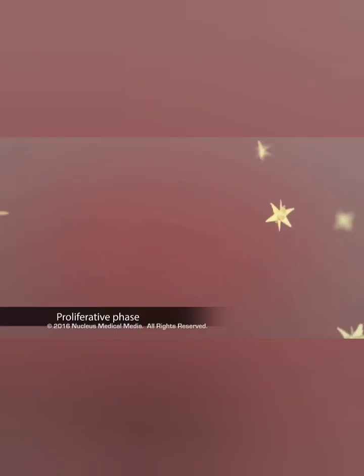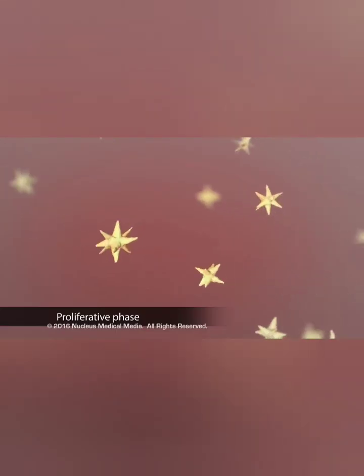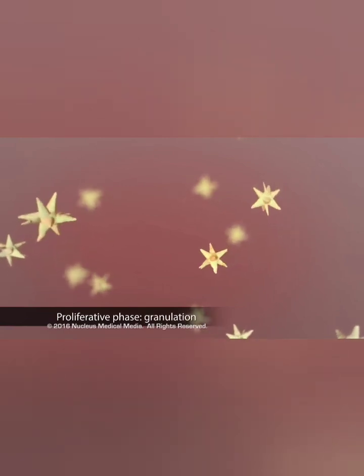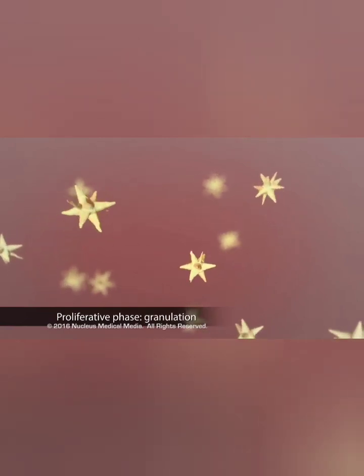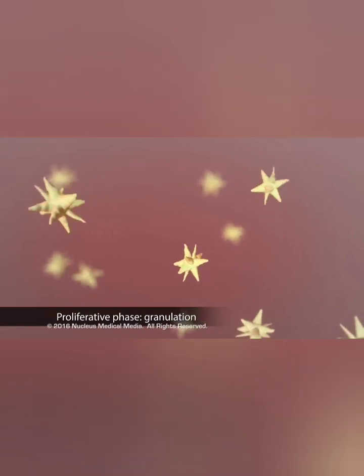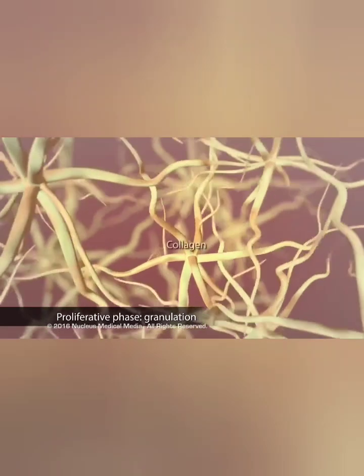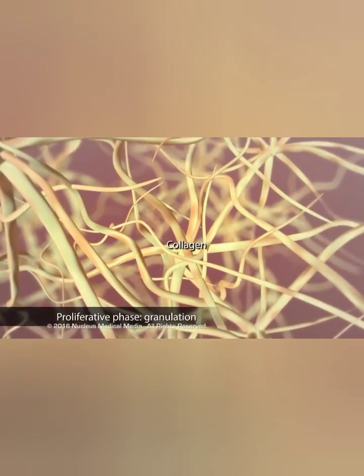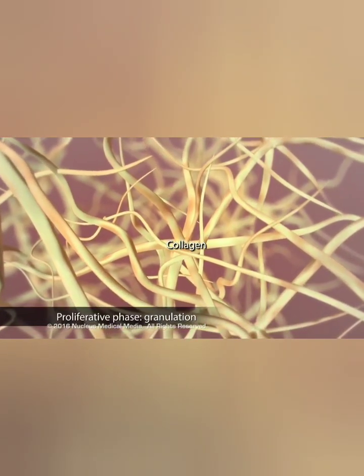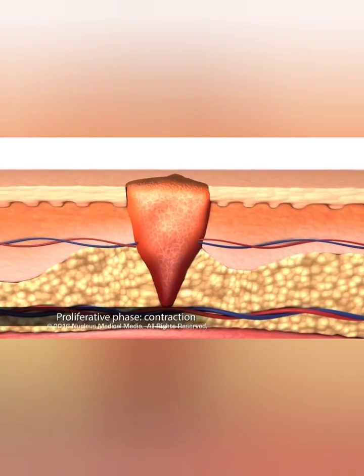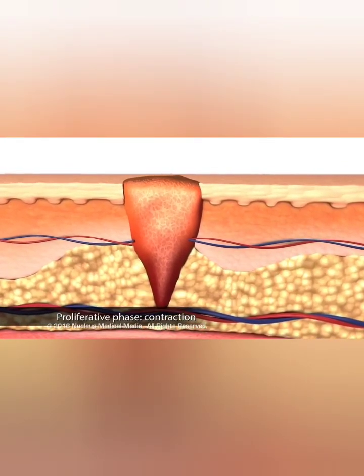The proliferative phase begins 2 days to 3 weeks after injury. The first step in the proliferative phase is granulation. Connective tissue cells, called fibroblasts, lay a matrix of collagen that reinforces the wound and provides structure for other cells. Collagen then contracts to pull together the margins of the wound.